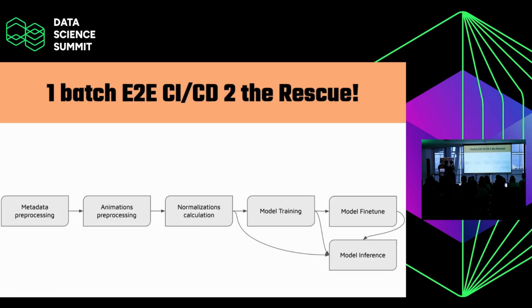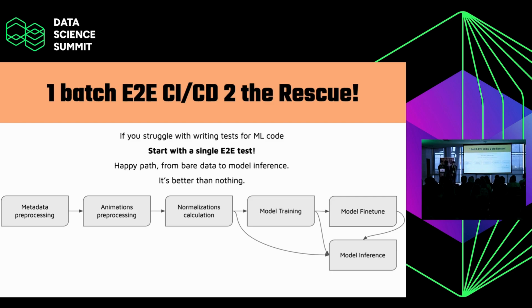For example, this is our pipeline. We first have some metadata. We have to pre-process that. Then we have to pre-process animations and calculate normalizations, do the model training and maybe fine-tuning, and then inference. If you create an end-to-end test for that, then you can test whether this whole pipeline, at least in a happy path, works. So you're not doing it on the whole data set, just on like 4 animations in our case. And you're not training for the whole epoch, even though the whole epoch on 4 animations is not that long. You're training only on 1 batch, for example.